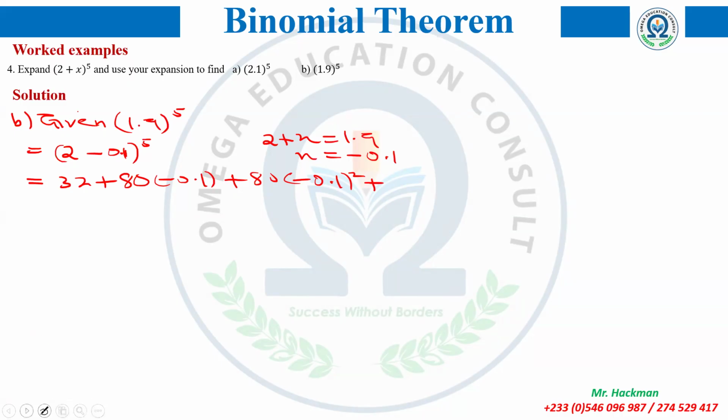Okay, all right. But this one, take note, all the negative to even powers will give you a positive result. All the negative to the odd powers will give you a negative result. So your plus and minus will be alternating.